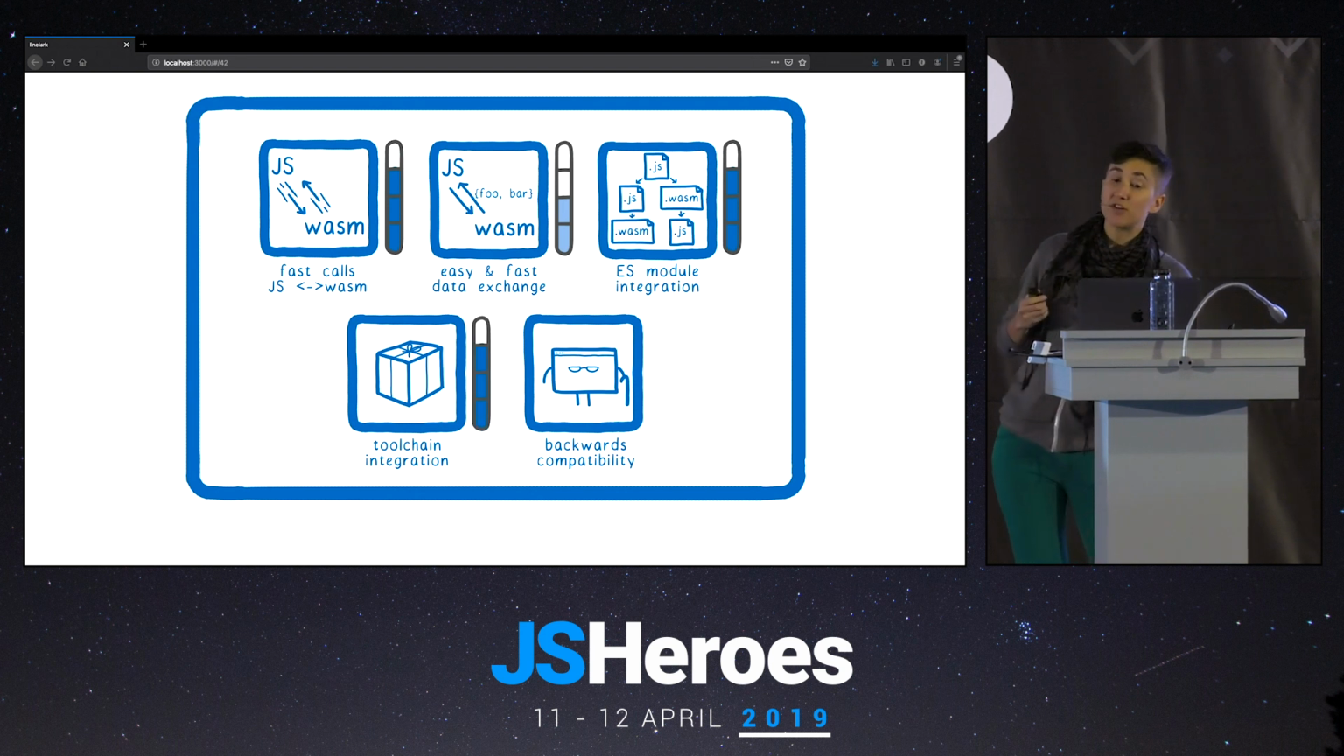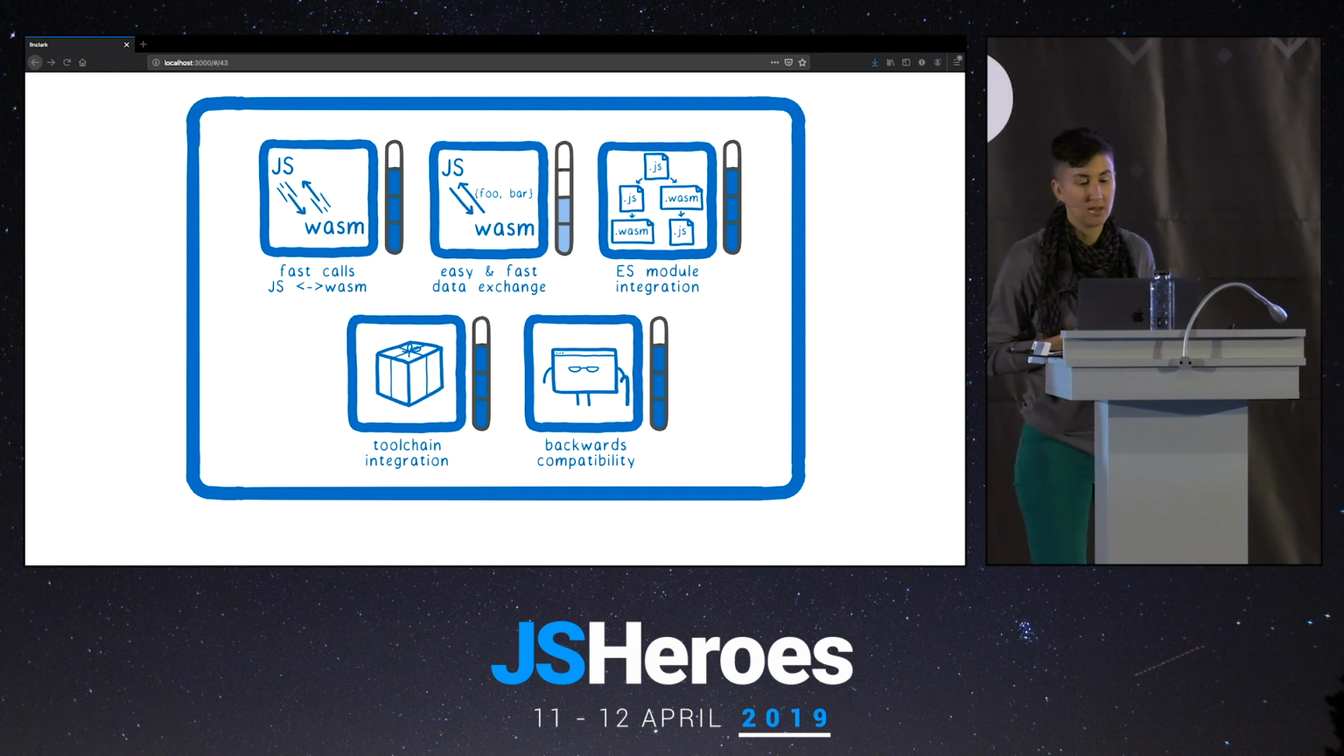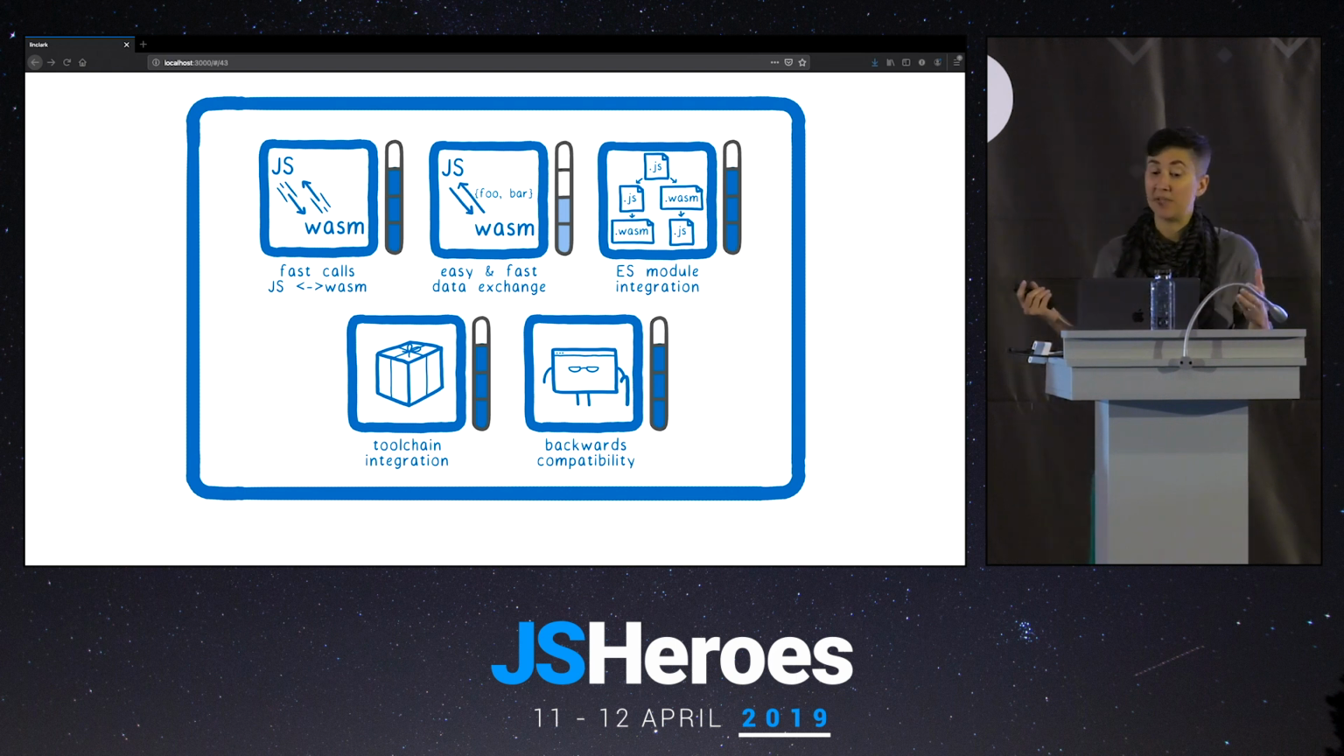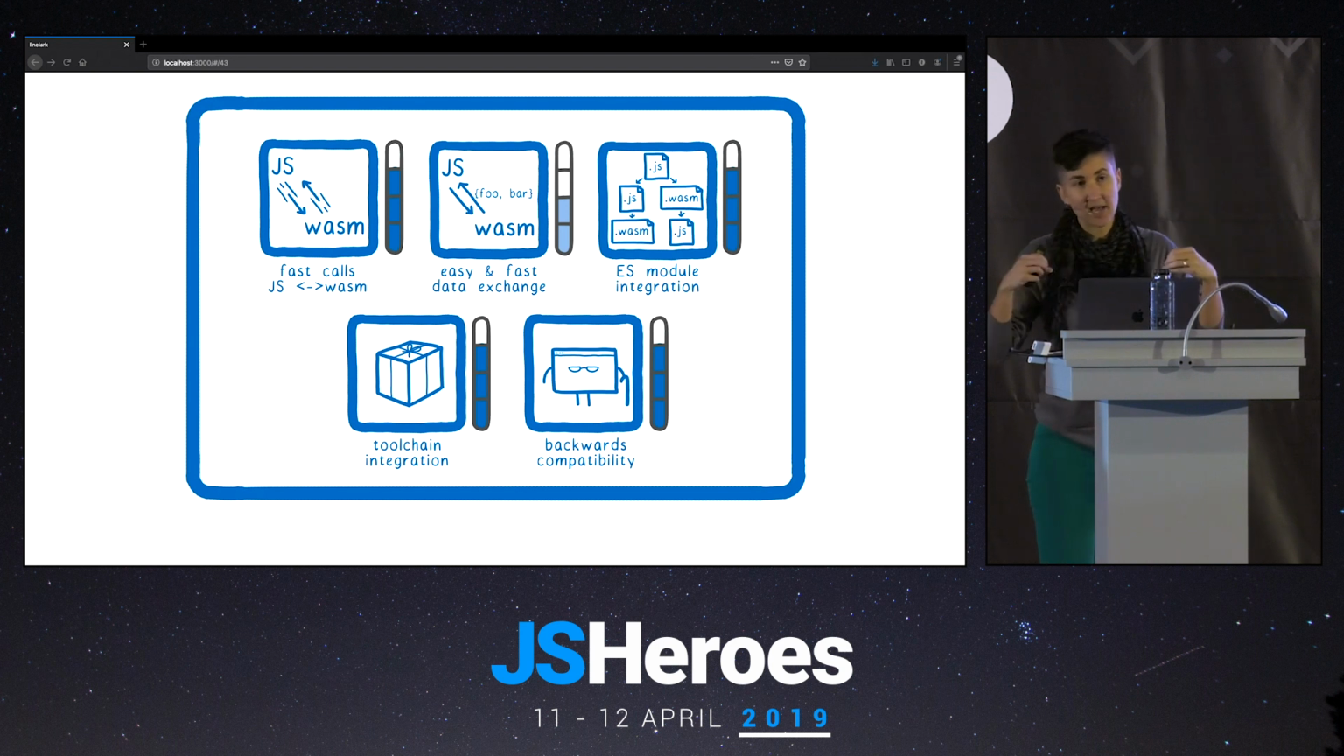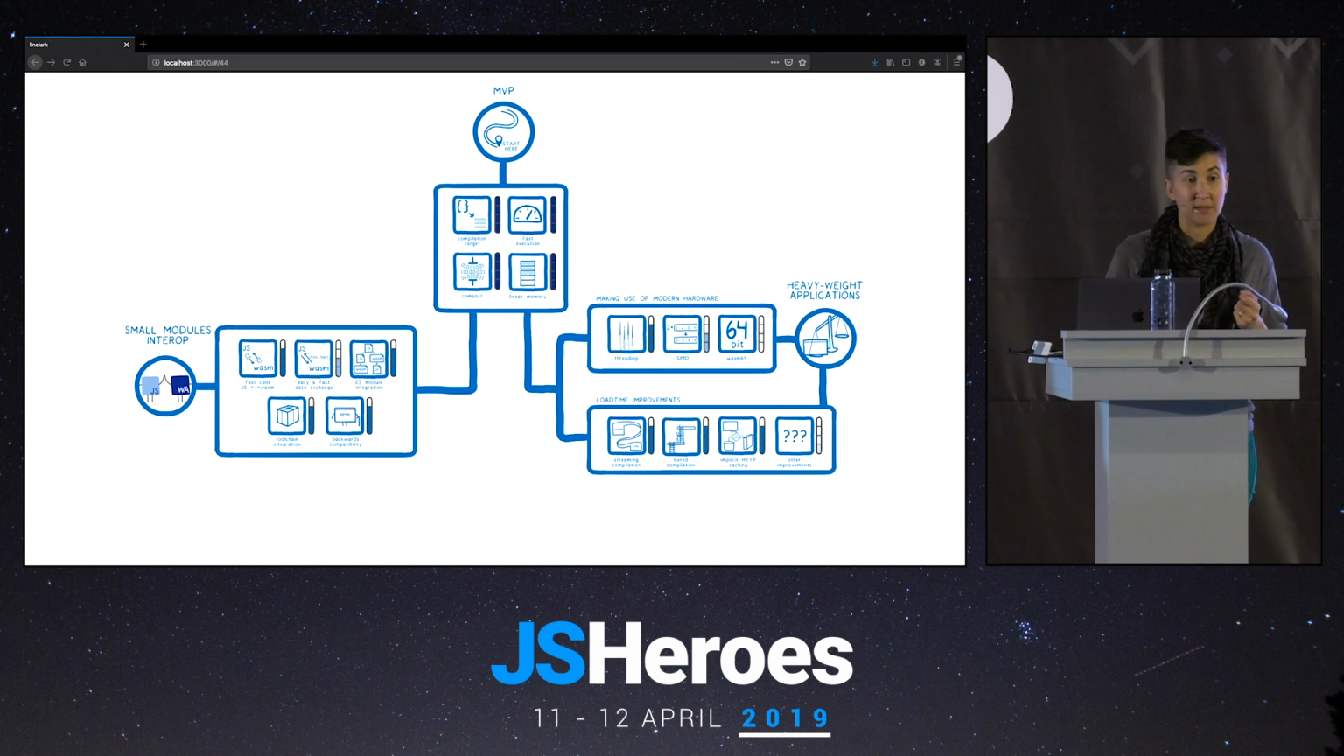For ES module integration, the proposal is pretty far along. For toolchain support, tools in the Rust ecosystem can package your code for NPM, and the bundlers are also actively working on support. And finally, for backwards compatibility, there's the WASM2JS tool. And that takes your WASM file and spits out a JavaScript equivalent of it. Now, this JavaScript is not going to be fast, but at least it will work in older versions of browsers that don't know what WebAssembly is.